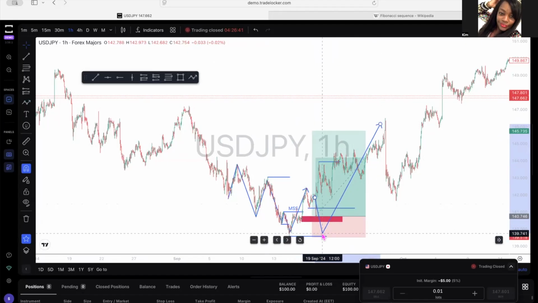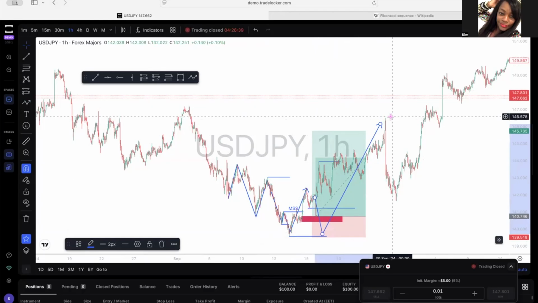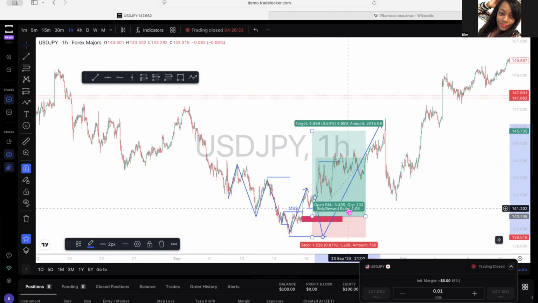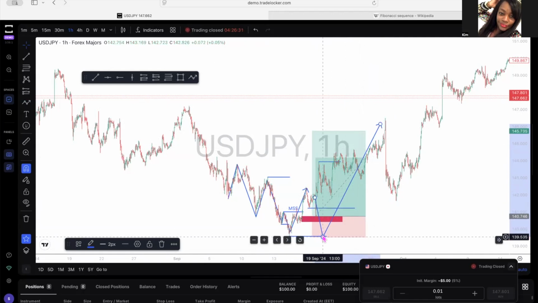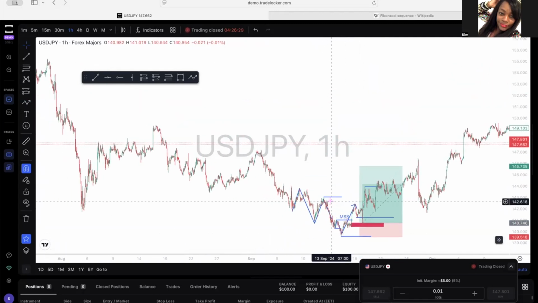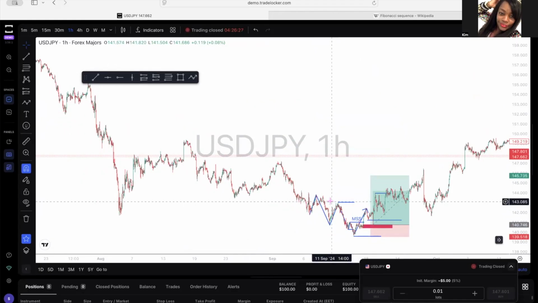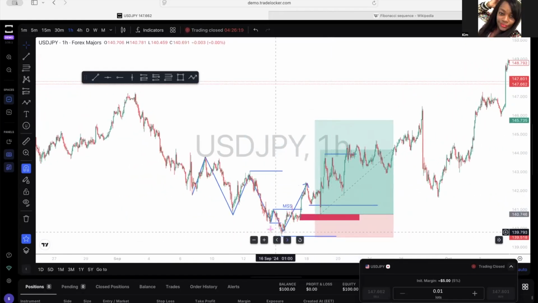They can wick you, come back in, and then keep going, right? And I'll show you on the trade. Once you have a shift in structure, it is your protected low. Or once you have a break in structure, it is your protected high.